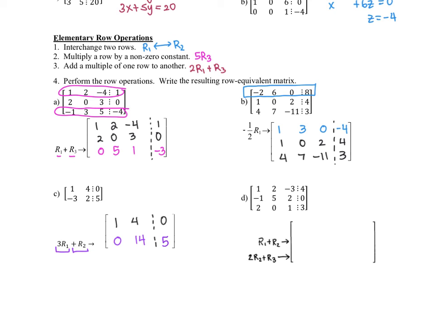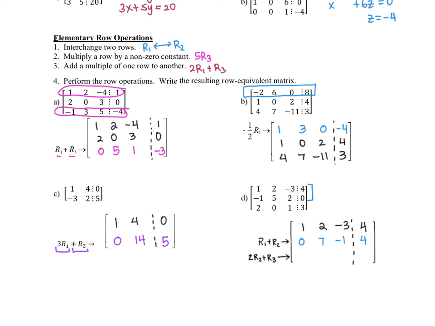So for D, it looks like the first row stays the same. Now the second row, I want to replace it with row 1 plus row 2. So let me look, row 1 plus row 2 are these two, and I'm doing this in my head. In the first column, 1 minus 1, 0. 2 plus 5, 7. Negative 3 plus 2, negative 1. 4 plus 0, 4. Okay, so my row 2 is complete because I added row 1 plus row 2 and I put the resultant.